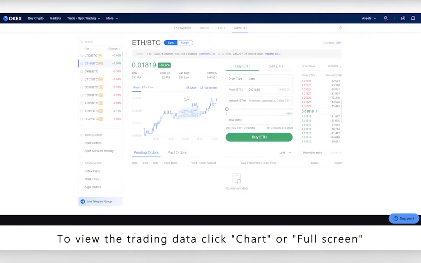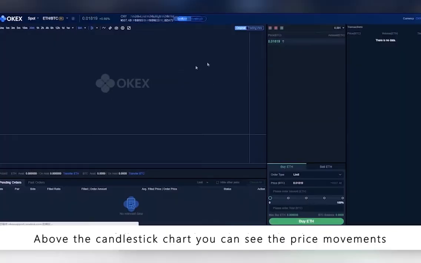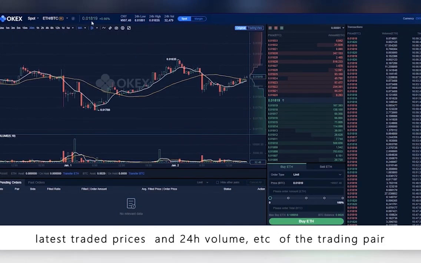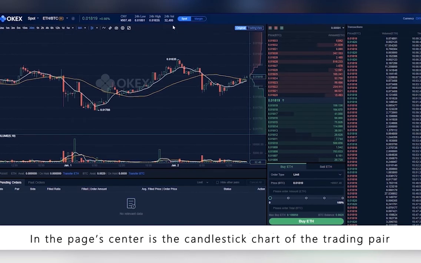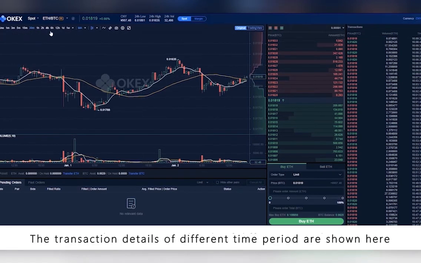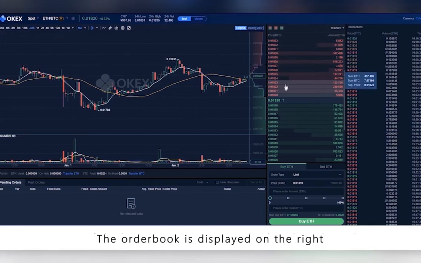To view the trading data, click Chart or Full Screen. Above the candlestick chart, you can see the price movement, latest traded prices, and 24-hour volume, etc. of the trading pair. In the page's center is the candlestick chart of the trading pair. The transaction detail of different time periods are shown here. The order book is displayed on the right.